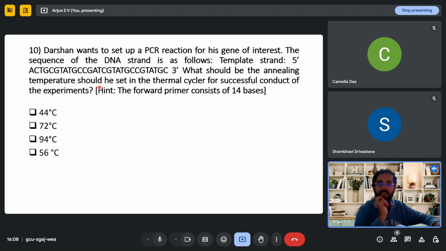Question number 10. Someone wants to set up a PCR reaction and they are given a template strand sequence and asked what annealing temperature we should set. They also hinted that the forward primer consists of 14 bases, which is half the number of bases that the template has. In those cases the annealing will happen pretty easily, so we can set the lowest possible annealing temperature at around 44 degrees Celsius.